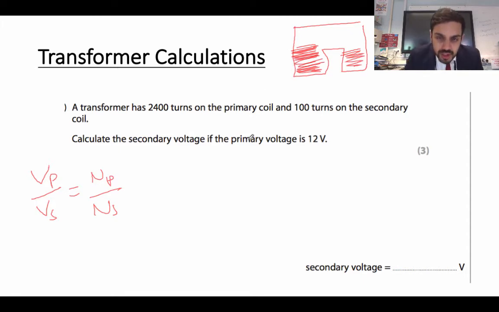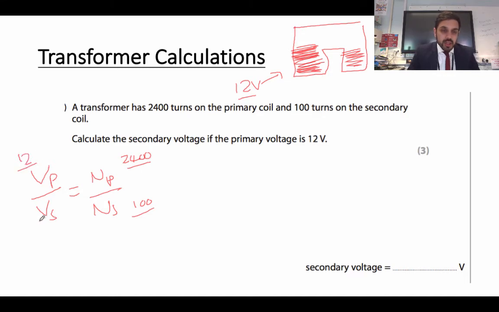Calculate the secondary voltage. The primary voltage is 12. So 12 volts goes in. Now they're basically asking you, what is the voltage that goes out? Now, something to remember is if the secondary turns are less, then this is a step down. It's taking the voltage down. So the answer should be less, but let's give it a go. On the primary there are 2,400 turns. So we can write that down. 2,400. On the secondary there are 100 turns. And it's giving you the primary voltage is 12.